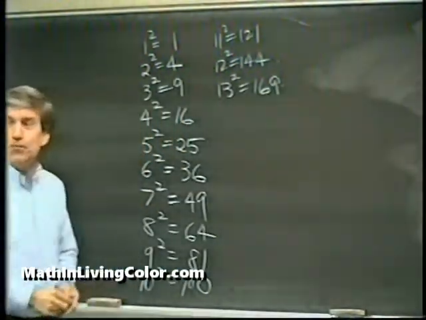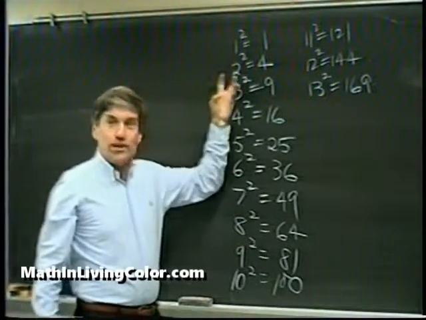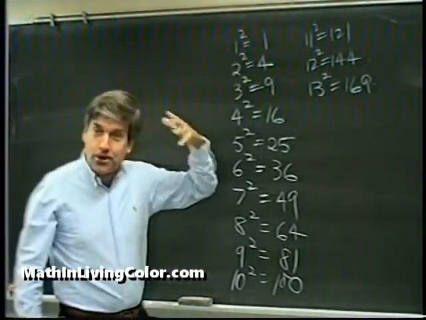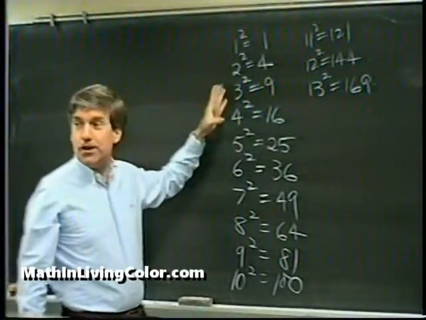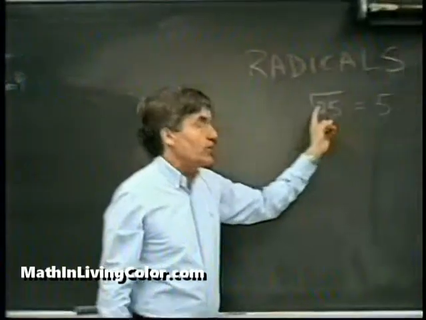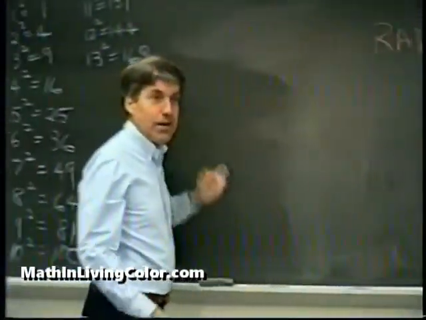Okay, those are the perfect squares that you need to have in your recent memory. You need to have these in the front part of your brain when you do a problem involving the square root, because every time you have a problem that says square root of 25, one of these numbers is going to come to mind.